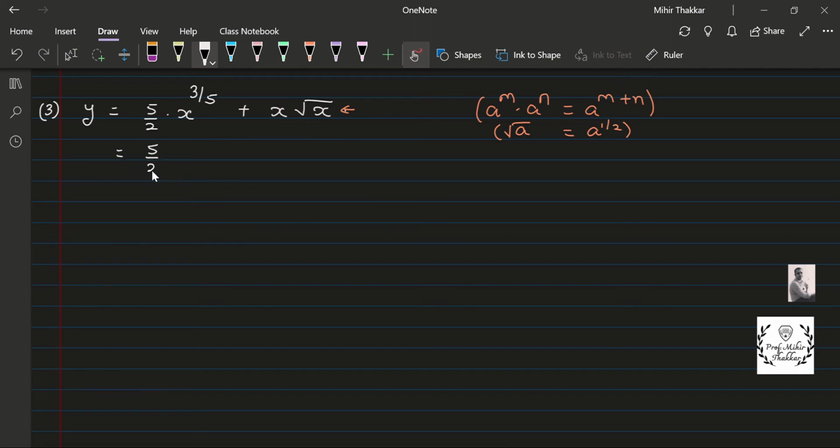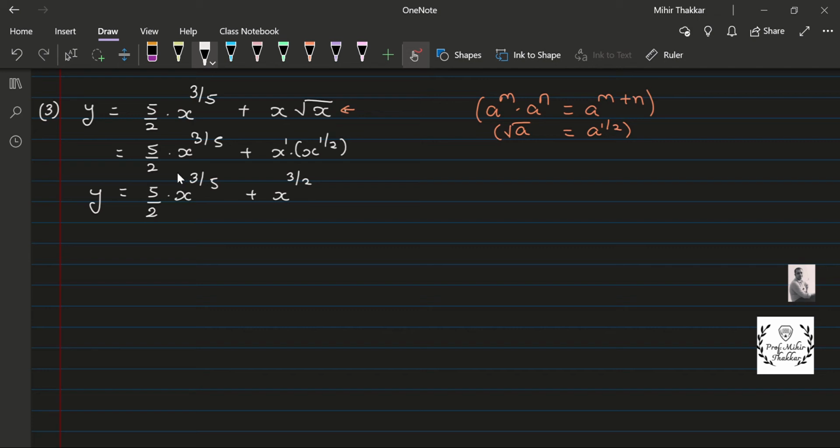This is 5 by 2 x raised to 3 by 5 plus x into x to the power half. So we have applied one rule of indices. Then I get 5 by 2 x raised to 3 by 5 plus x. If nothing is in the power, then the power is 1. So it becomes 1 plus 1 by 2, which is written as 3 by 2. So now this is in my standard formula. So I can apply my formulas for this particular step.